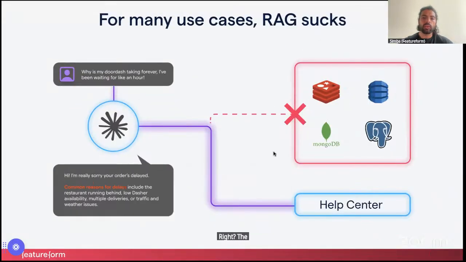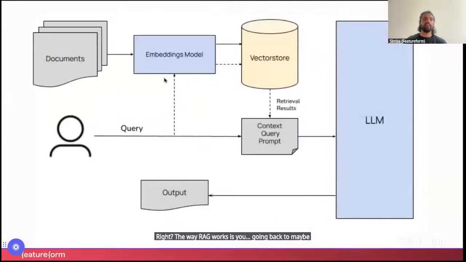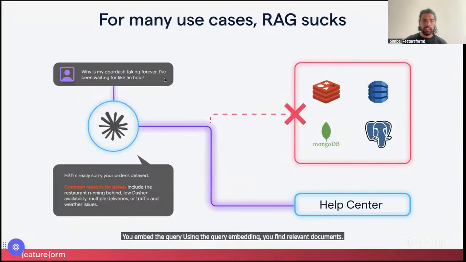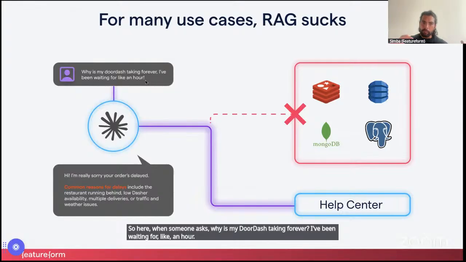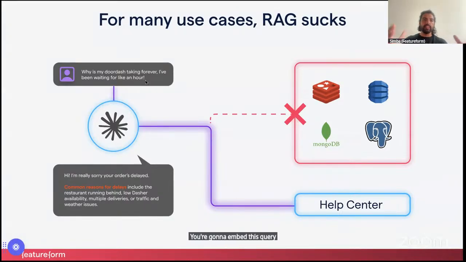The way RAG works, going back to maybe this query, is you embed the query. Using the query embedding, you find relevant documents. So here, when someone asks, why is my DoorDash taking forever? I've been waiting for like an hour. You're going to embed this query and do a nearest neighbor lookup for paragraphs essentially similar to this thing. That's not going to find you the dash info.